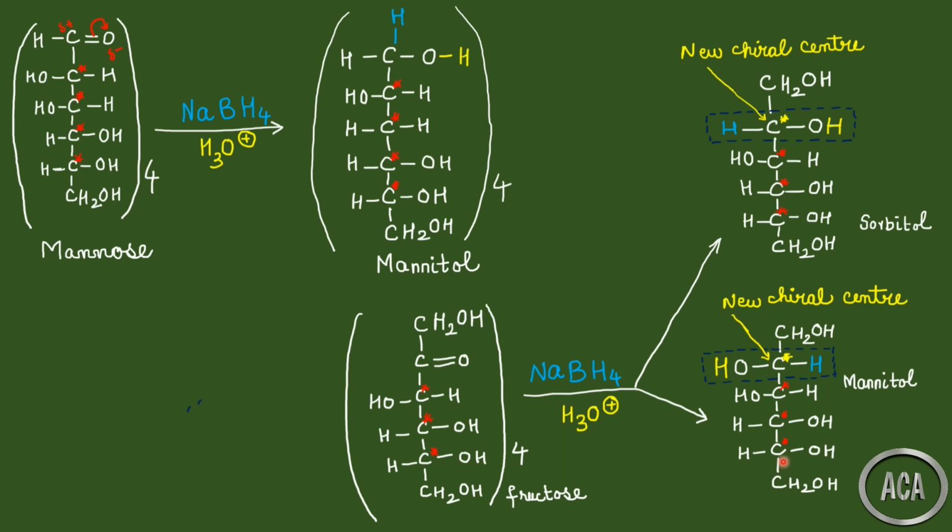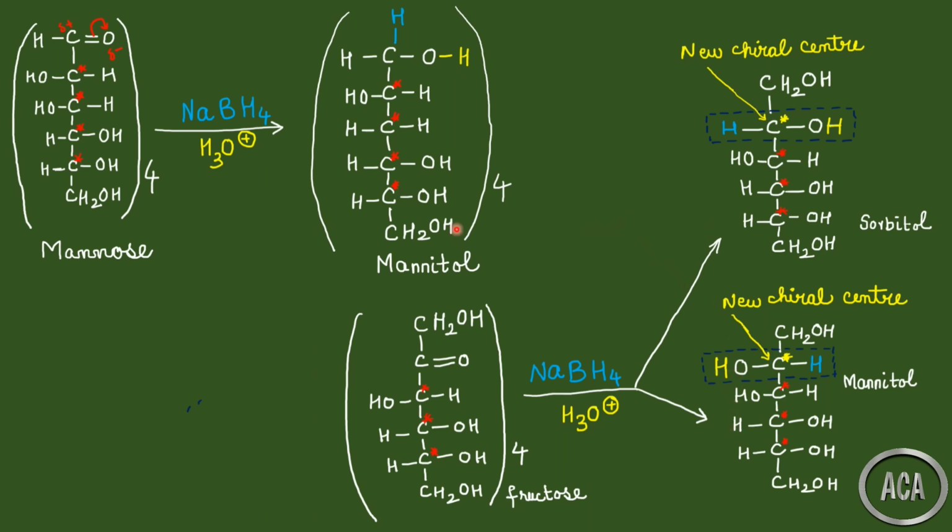So these two, that is the sorbitol and mannitol, by default are formed by the reduction of fructose, because the keto group is present at the second position. Because it is present in between, a new asymmetric center is generated. As a result, we will get two isomeric alcohols, one called the sorbitol and the other called the mannitol.